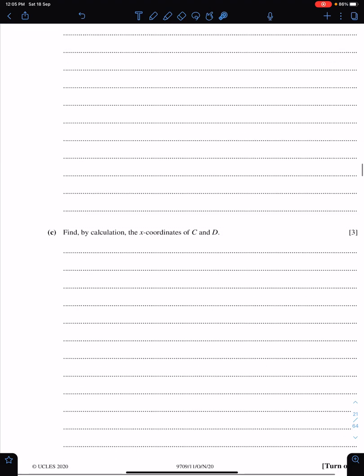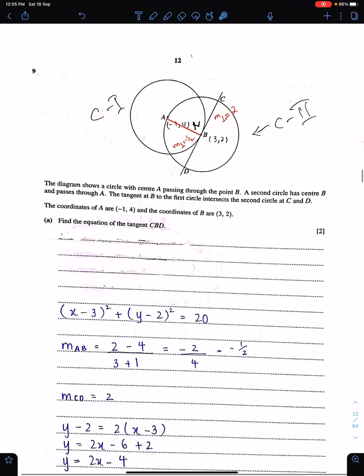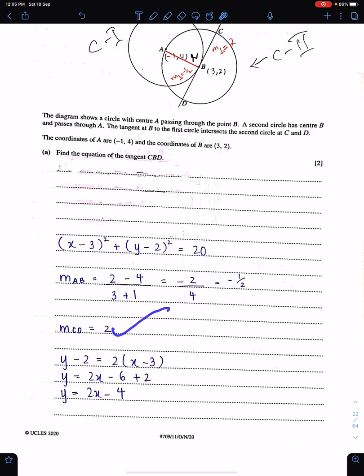So here is the solution. Gradient of this line is negative half. Therefore, gradient of this tangent line will be 2. The negative reciprocal of this gradient is 2. And we have the point, we have the gradient, we can easily get the equation. This is the equation of this tangent.